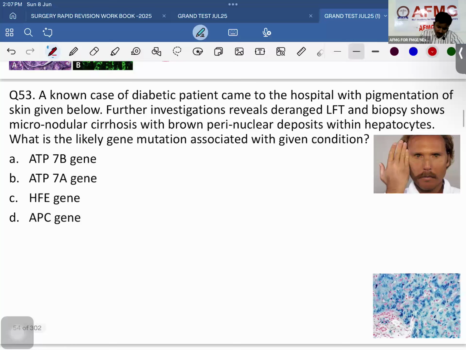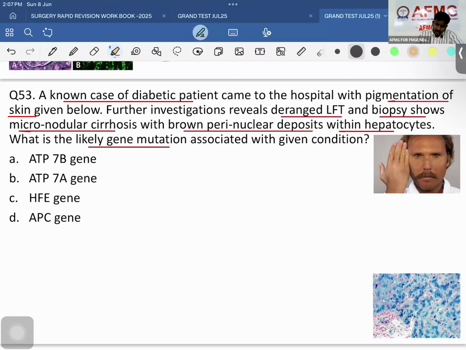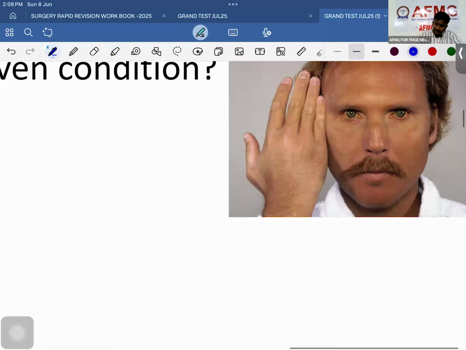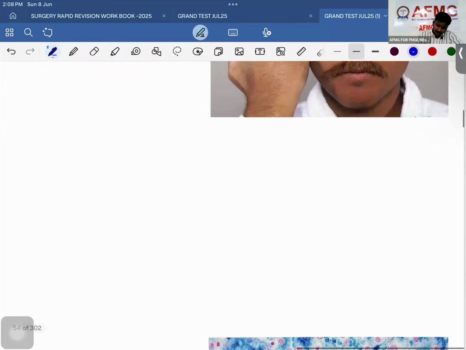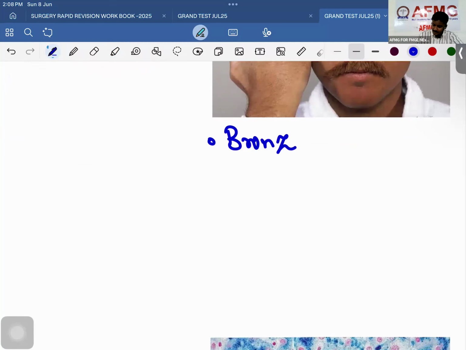Question number 53: we have a known diabetic patient who came to the hospital with pigmentation of the skin as given below. Further investigations reveal a deranged liver function test, and the biopsy shows micronodular cirrhosis with brown perinuclear deposits which will be seen within the hepatocytes, or the liver cells. What is the likely gene mutation associated with the given condition? Here the patient is a known diabetic, and now the patient has pigmentation of skin. What is this pigmentation of skin called? Very good. This pigmentation is known as bronze pigmentation of skin.